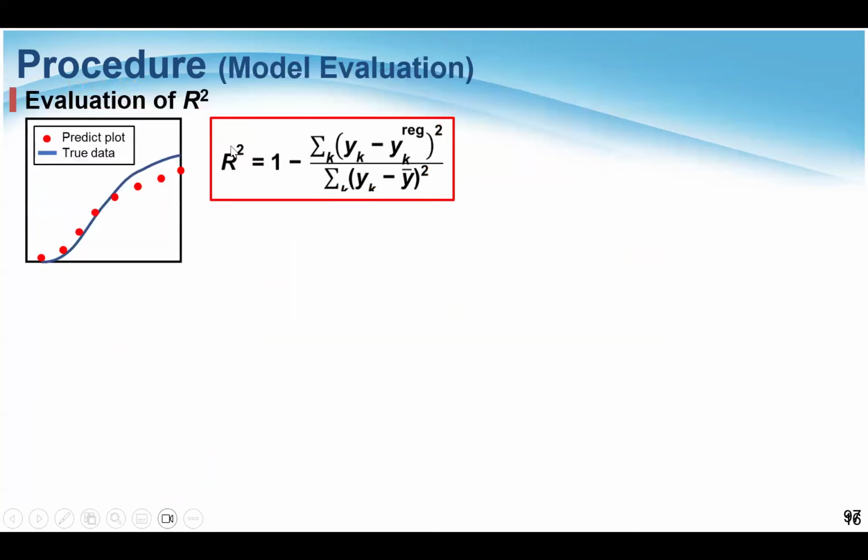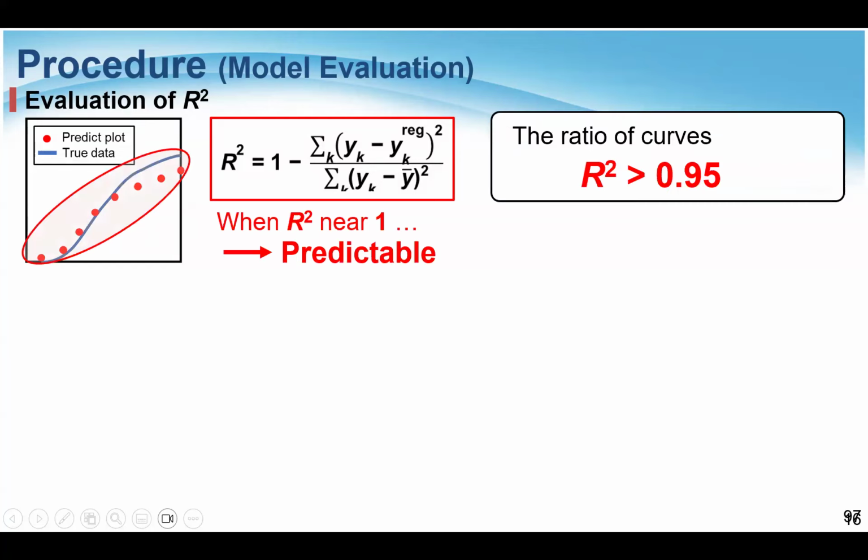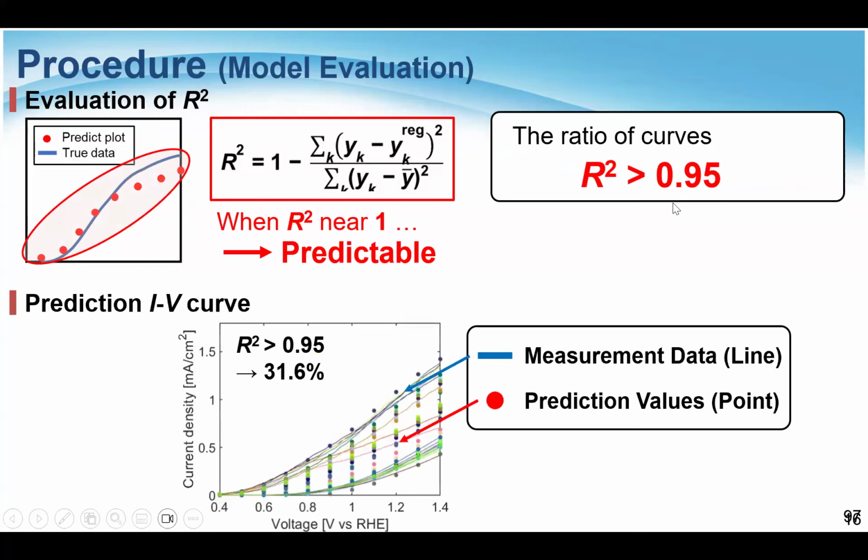And the curve correspondence is evaluated by R2 values. So we have the prediction values and then the experimental data. When the R2 is near 1, it's predictable. So we decided on a threshold value of over 0.95 as predicted. What it means is that R2 over 0.95 is 31% in this example.